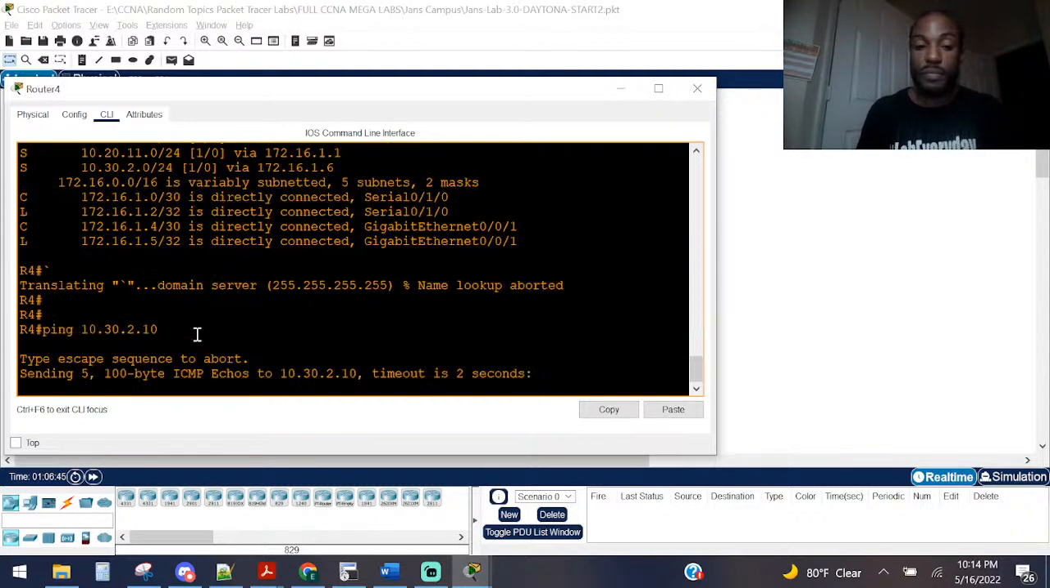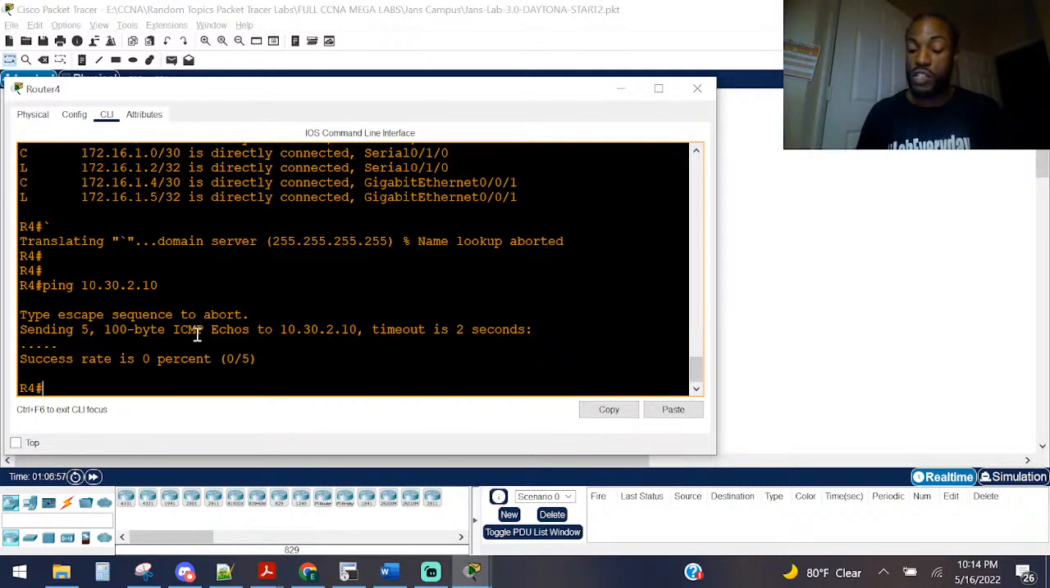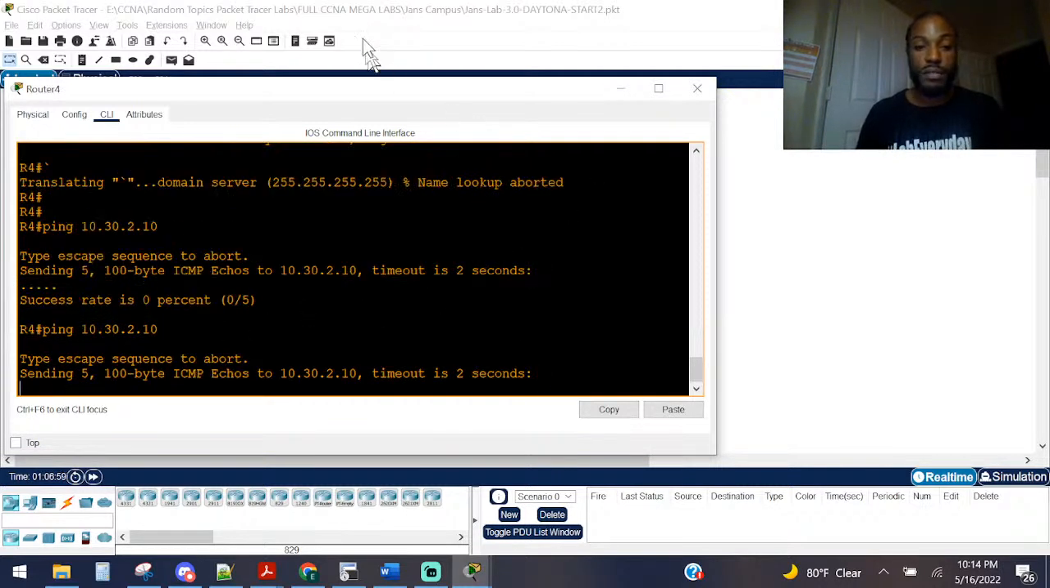10.30.2.10 is the laptop. Can he get there? Wrong button, right? It doesn't look like he can get there just yet. Nope, he can't ping it just yet. Let's just try it again. Sometimes it be acting up. Does he know how to get to the 10.30.2.0 network? Let's see.